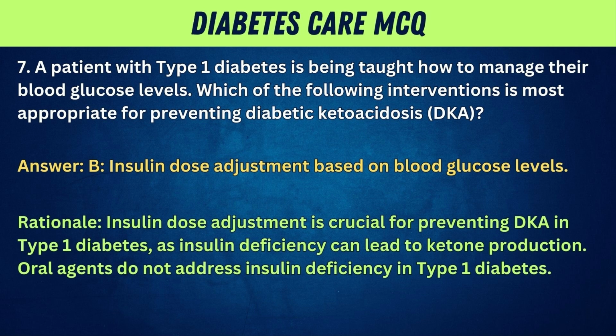Rationale: insulin dose adjustment is crucial for preventing DKA in type 1 diabetes, as insulin deficiency can lead to ketone production. Oral agents do not address insulin deficiency in type 1 diabetes.